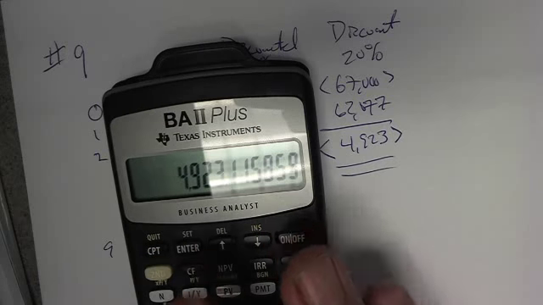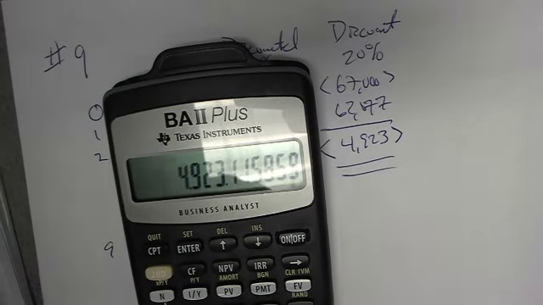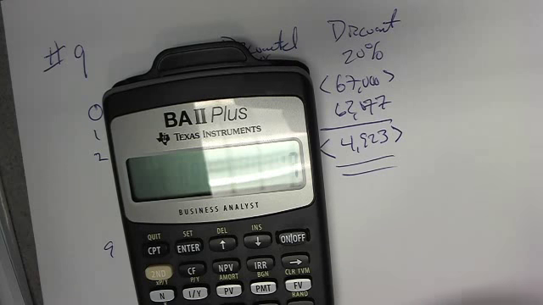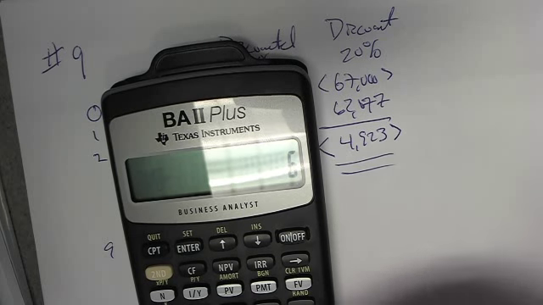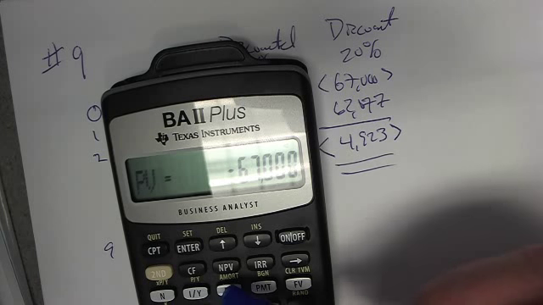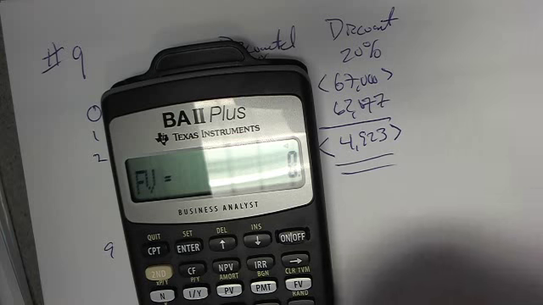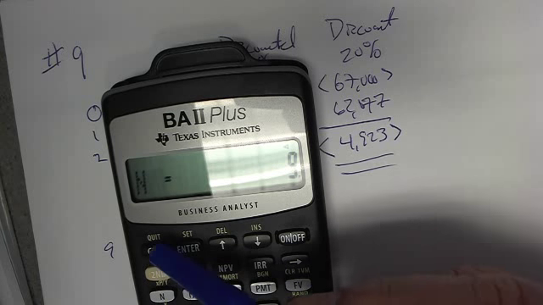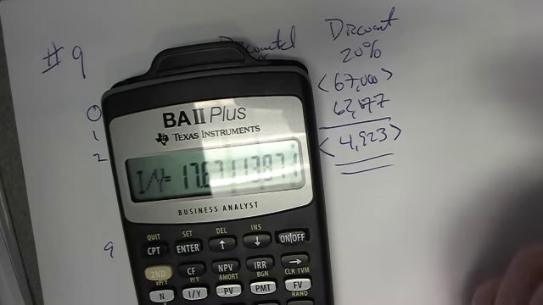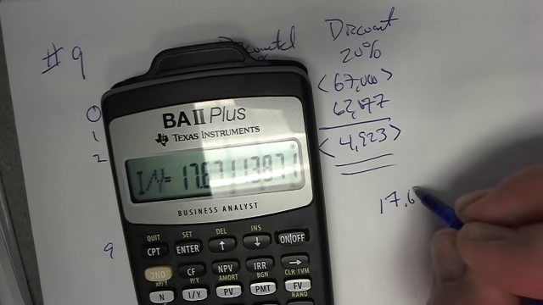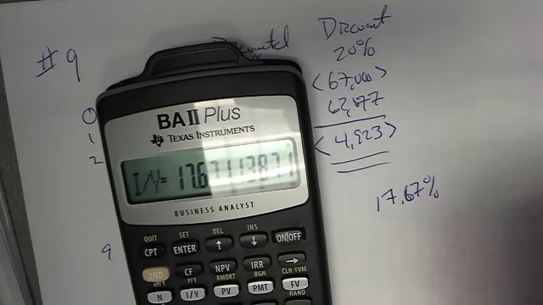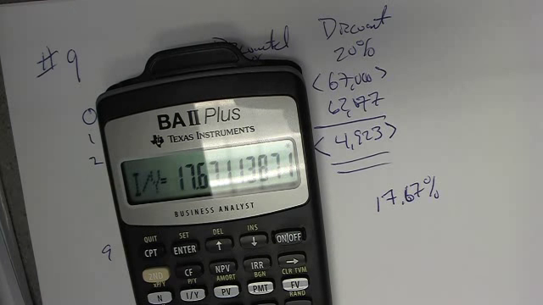The simplest is to put in the $15,400 of payments and the $67,000 negative present value. Get rid of the future value. This is 9 years. And we'll compute the interest rate. And we see it's 17.67%. And here we would be indifferent because that's the internal rate of return.